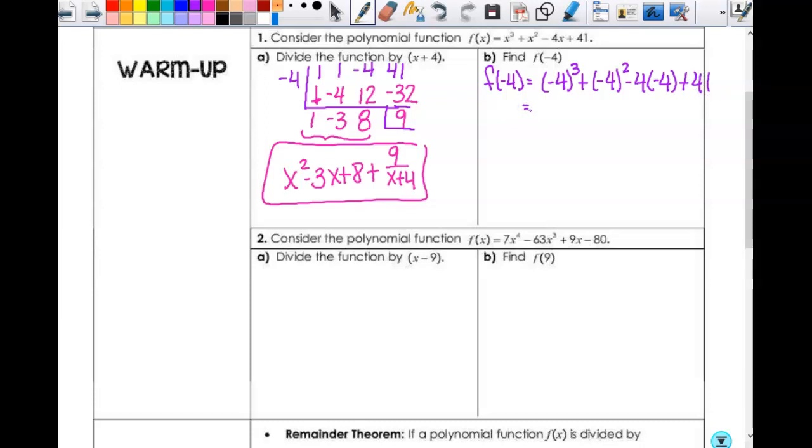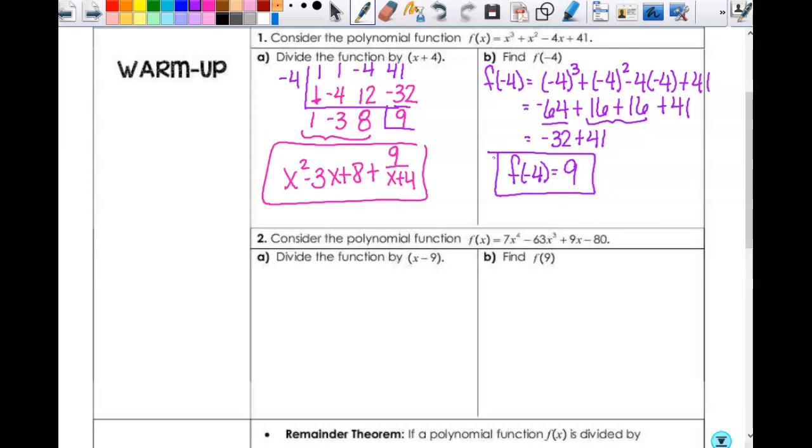Yes. All right, so negative 4 cubed, is that going to be positive or negative? Negative. And what's the number? 64. Negative 64. Then negative 4 squared is a positive 16. Negative 4 times negative 4 is another positive 16, and then plus 41. Okay, so remember when you're combining these things, think smarter, not harder. Do you know what 16 and 16 is? 32. And 32 and a negative 64 is going to give you what? Negative 32. Plus 41 means f of negative 4 equals what? 9. Okay.